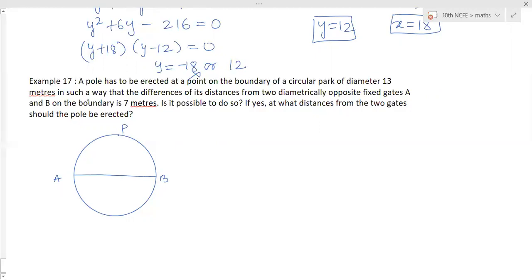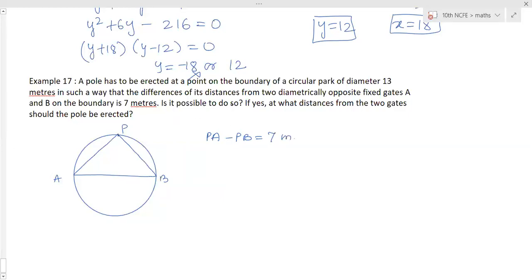Then in such a way that the difference of its distances from the two diametrically opposite fixed gates A and B on the boundary. That means its distance from this gate A, this is the distance, and the second from B, that is PB. The difference between these two distances is 7 meters. That means PA minus PB is equal to 7 meters.